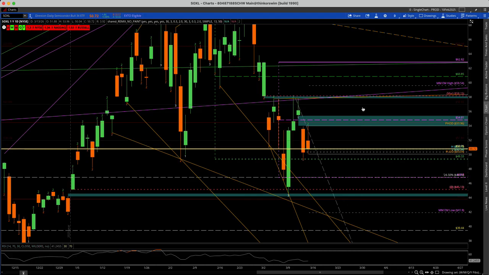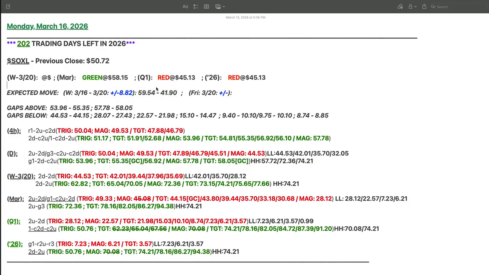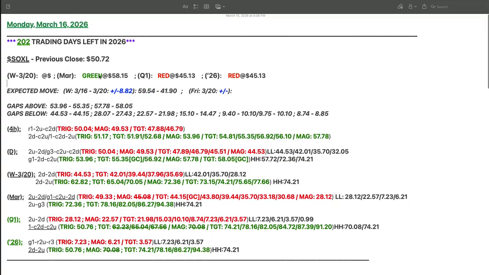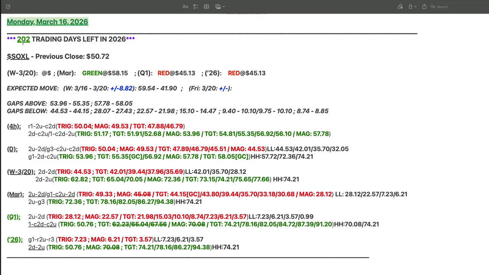Been looking at the charts quite a bit, so let's get back to the notes here and let's just kind of finish things up this way. So again, for Monday, March 16th, there will be 202 trading days left in 2026. Close price on Friday, March 13th was 50.72. We don't know what the week flip will be yet, simply because we haven't opened the week up for trading yet.